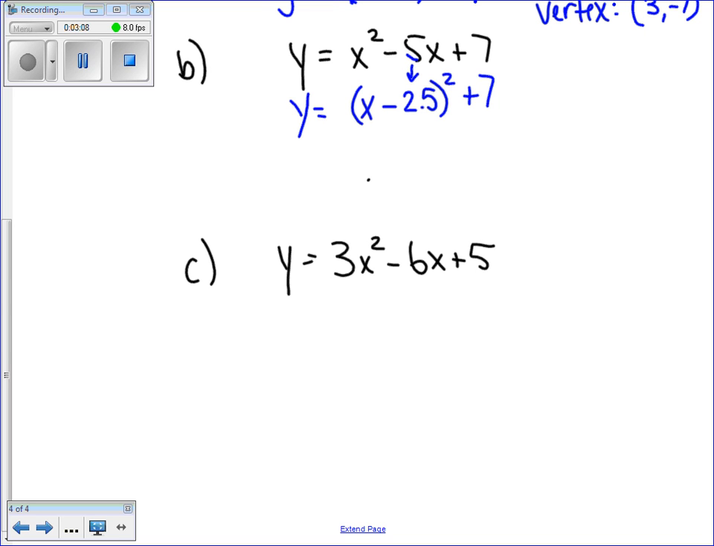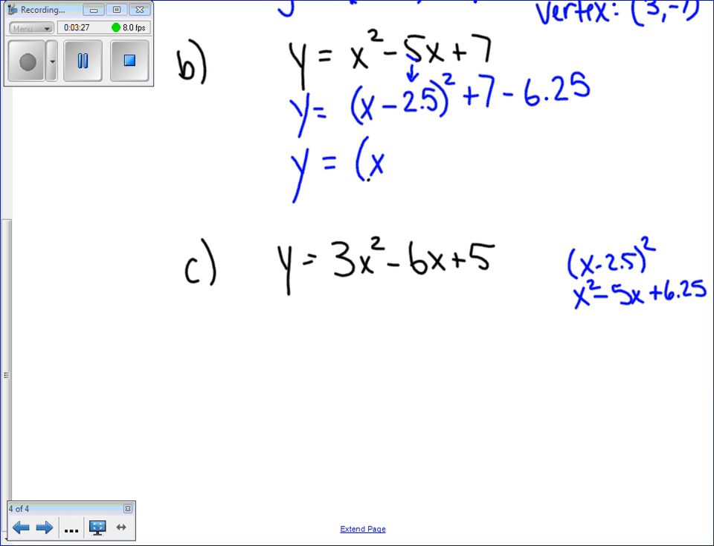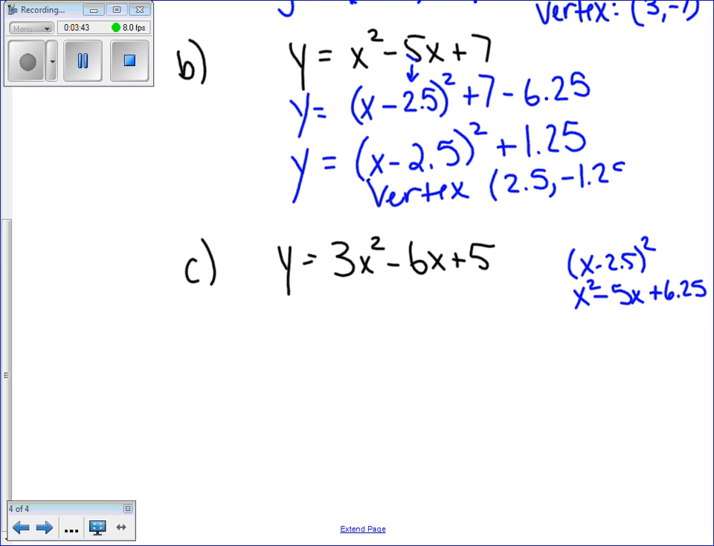But in reality, x minus 2.5 squared is x squared minus 5x, which I needed, but now plus 6.25. I don't need that plus 6.25, so I'm going to subtract it off. So now I end up with y equals x minus 2.5 squared plus 1.25. And now it's in vertex form, so I could see the vertex in this case would be 2.5, negative 1.25.